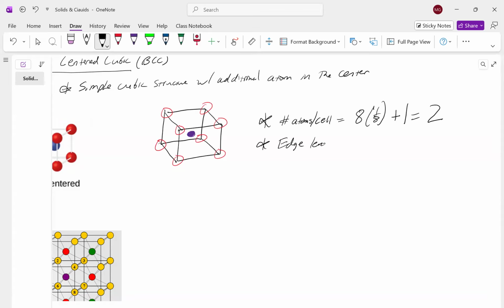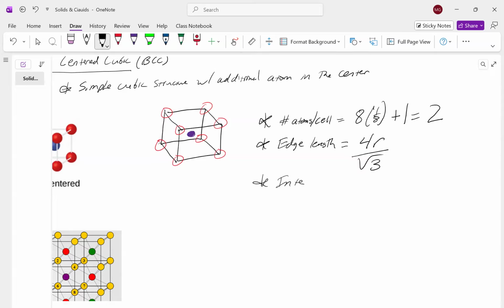The edge length is equal to 4 times the radius over the square root of 3. You don't need to know how that gets derived, like how is that so different than the other one. It's in your textbook if you want to take a look at how it's mathematically derived, but I'm not going to require that.